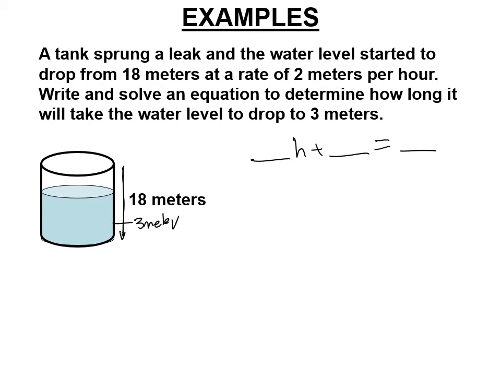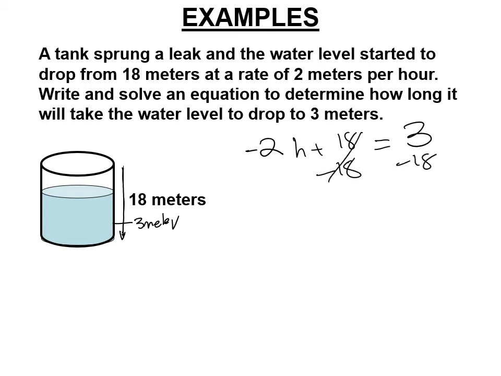from 18 meters, that's where we started, at a rate of 2 meters per hour. It's dropping at 2 meters per hour, so that's got to go. And once again, because of the negative, the total is going to be smaller than where we started. Okay, so once you get that, that's the hard part.